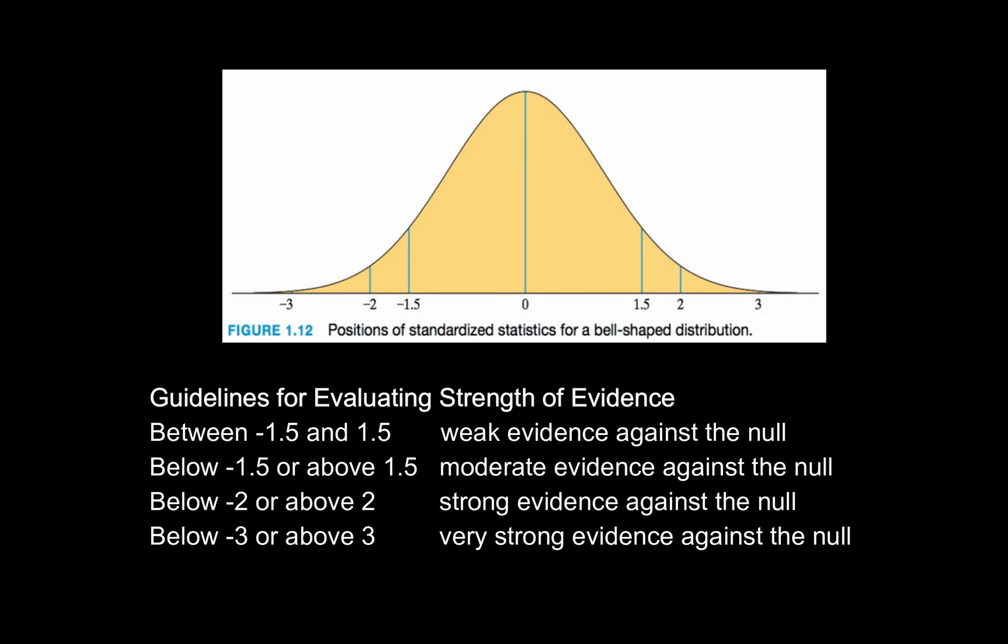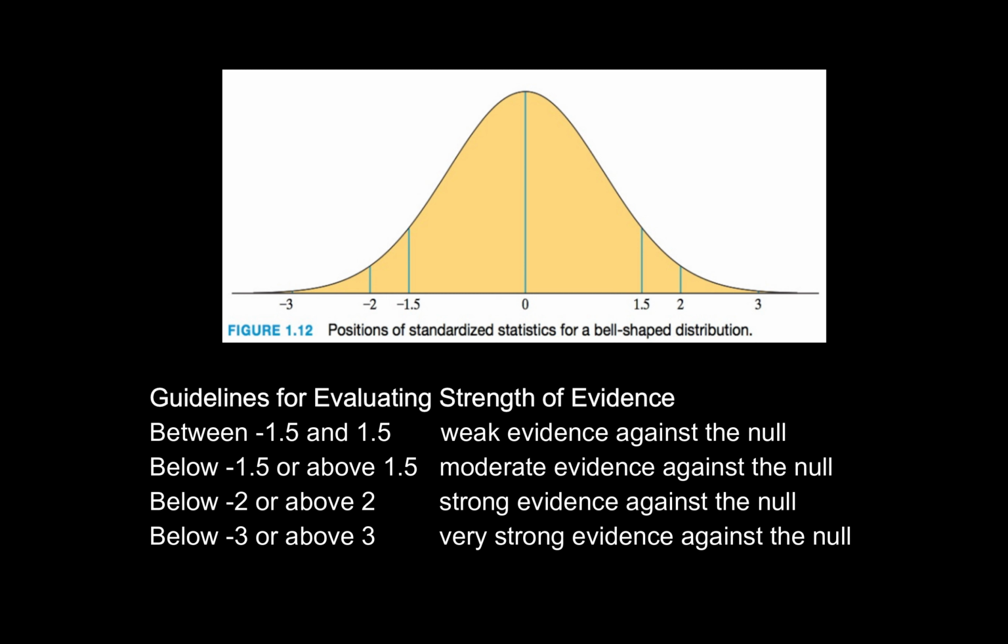So just like with the p-value, our book provides some guidelines for deciding how strong your evidence is. And kind of the same as p-values, I'm not super attached to these. There's actually even some times where the guidelines for p-values and the guidelines for standardized statistics contradict each other. But still, it's good to have a general sense of how far from zero your standardized statistic needs to be before you have strong evidence.